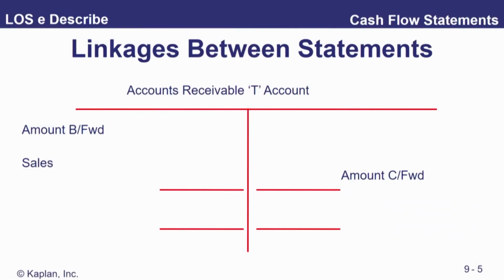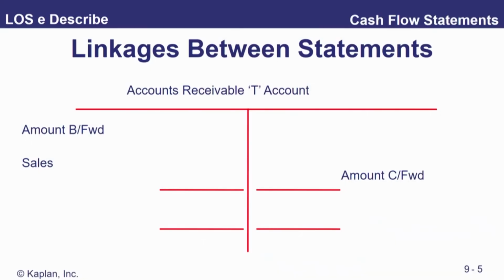Now, our next little learning outcome statement here asks us to describe how the cash flow statement is linked to the balance sheet and income statement. So we've got a little example of this. We've got an accounts receivable T account, as it's called. So these are the amounts, accounts receivable, of course, the amounts that our customers owe us on credit sales we've made at the year end.